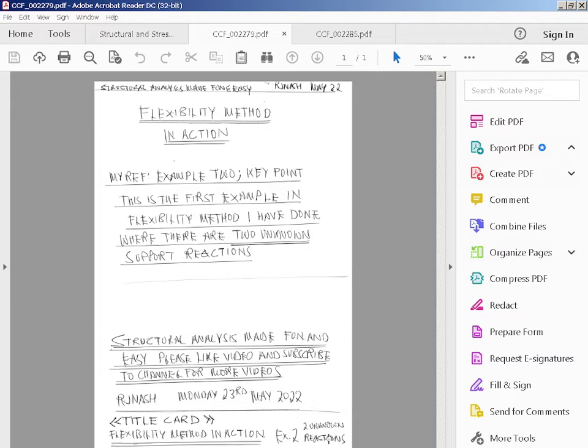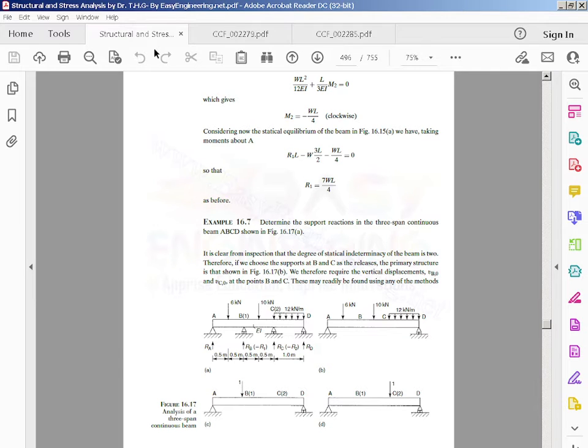So we've got example 2, two unknown reactions. This is again from Megson, the textbook I referenced in example 1. It says example 16.7: determine the support reactions in the 3-span continuous beam ABCD shown in figure 16.17a. If we look at the example, you've got 3 spans, 2 point loads and one partial UDL. The spans are each 1 meter: 1 meter between A and B, 1 meter between B and C, and 1 meter between C and D.